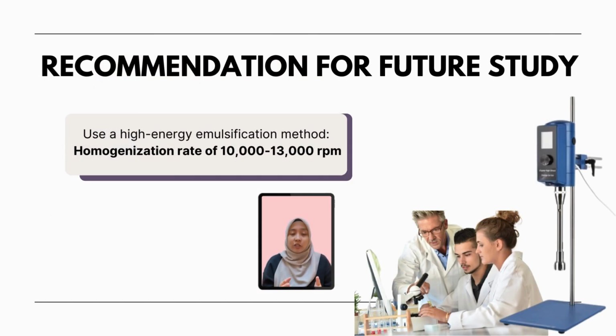As for the recommendation for preparation of the emulsion, all ingredients should be homogenized with a speed in the range of 10,000 until 30,000 rpm to provide sufficient energy for emulsion homogenization.